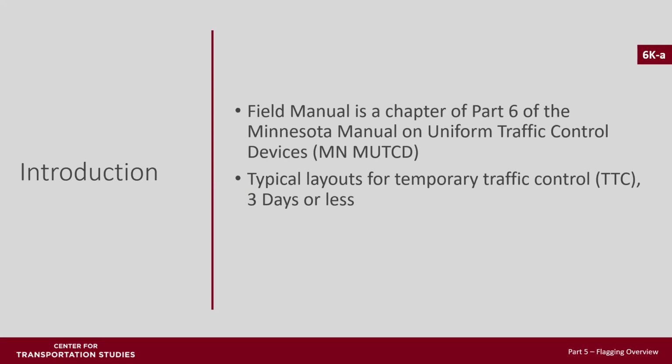The field manual is part of the manual on uniform traffic control devices, and that covers temporary traffic controls for 3 days or less. It must be remembered the goal of temporary traffic control is to provide for a safe and efficient movement of traffic around a location where the normal function of the roadway is temporarily suspended. To accomplish this, the respect of the driver must be earned by appropriate and prudent use of traffic control devices. When work is not in progress or the hazard no longer exists, temporary traffic control devices shall be covered, turned away from traffic, or removed from the area.